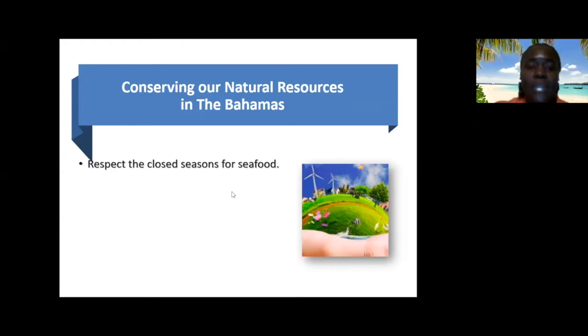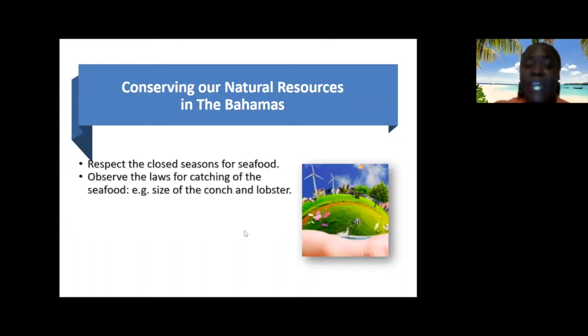All right. So let's see what else. Observe the laws for catching of seafood. All right. And that includes the size also of the conch and the lobster, because we know some persons, what they do, they catch these small lobsters and these small conch and they still try and sell them, and those things are not fully grown or fully developed as yet.